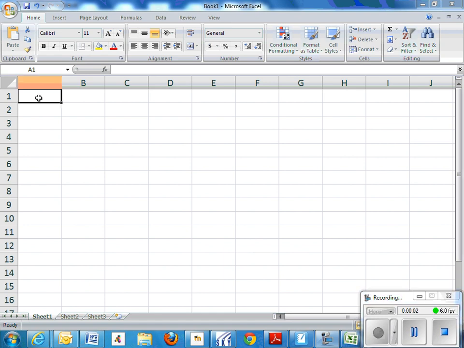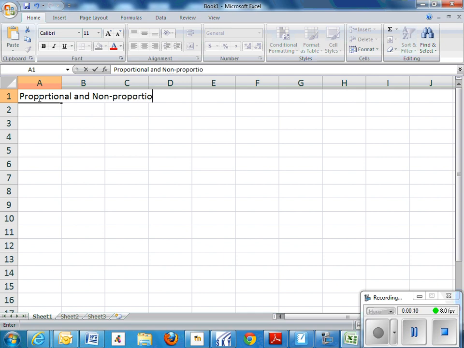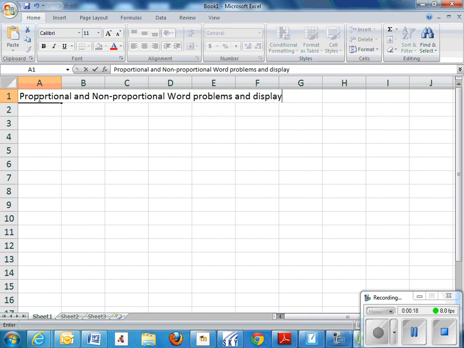Today we are going to write a proportional and a non-proportional word problem and display them using Excel.